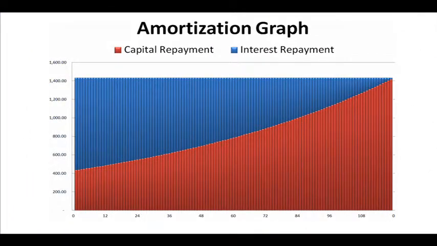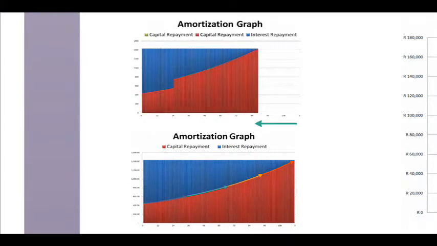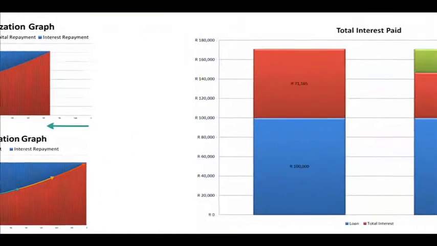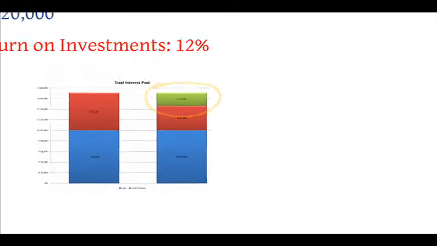If we look at the amortization graph, it looks as follows. You can see that in the beginning the interest repayment is a greater part of the total repayment, as expected. If the 20,000 Rand was used to settle a part of the loan, it would have the following effect. Since the capital value that the interest rate is applied to is reduced, the interest portion of the total repayment is reduced. So much so that there is now an interest saving of 24,000 Rand, quite a large reduction in what Joe would have paid in interest.